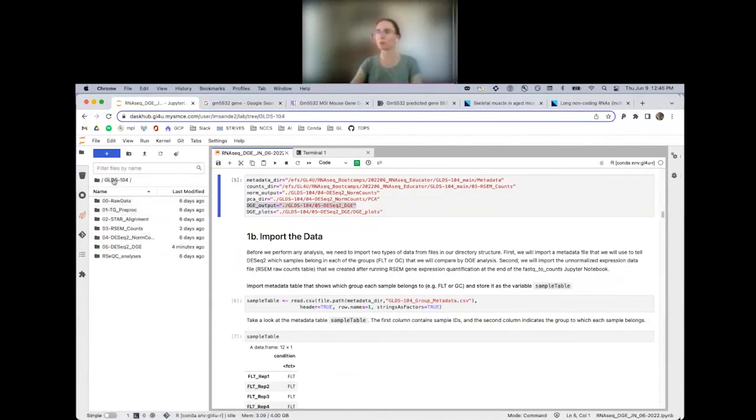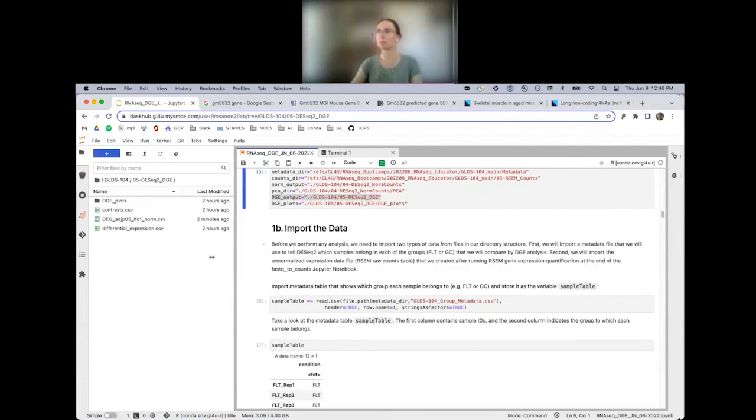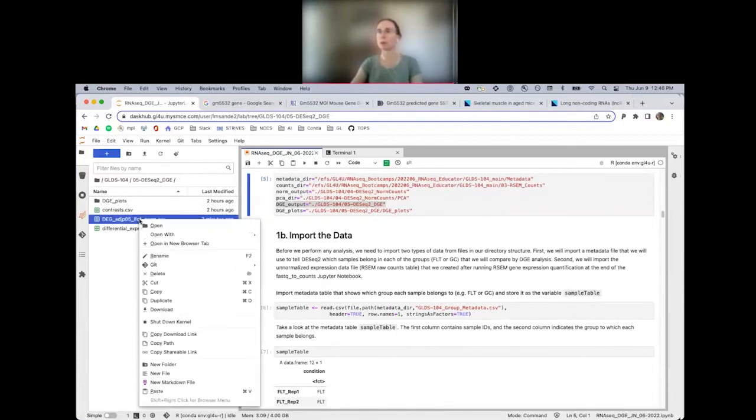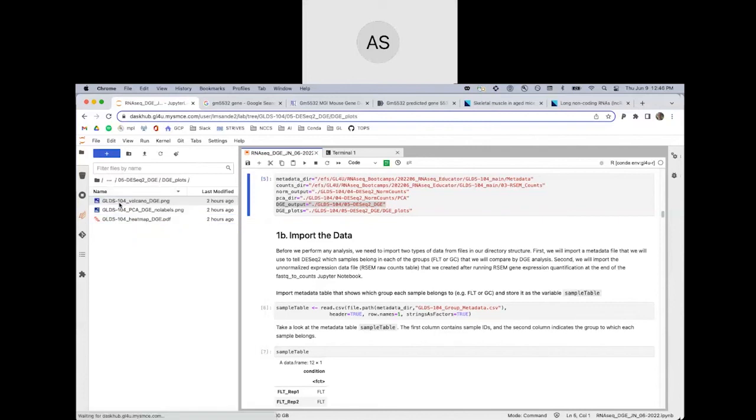So I was in my home directory on the file tree. I went into GLDS-104, and then I can go into 05_DESeq2_DGE, and I can look at all of these. These are all the files that we wrote out from this notebook. And you can download them locally by right-clicking and clicking on download. Also, all the plots that you made are in that DGE plots subdirectory. You wrote them out to there. And then if you go up to the 04 directory, that's where the table with just normalized counts is for the samples.